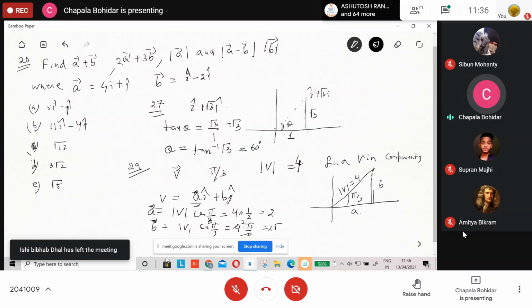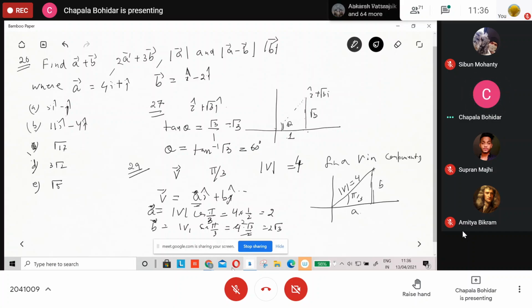Someone says that 2 root 3. Okay, so we get our vector V is equal to 2i plus 2 root 3 j, in terms of components, as the question is asking. Clear? So this question is also a short question.